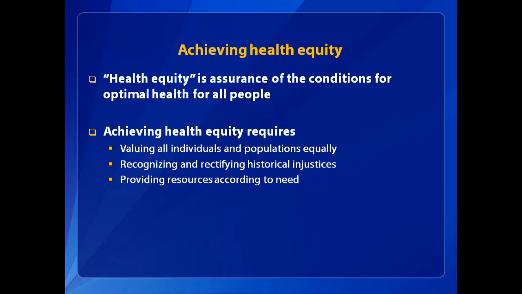Valuing all individuals and populations equally, the mindset. Recognizing and rectifying historical injustices, including how they manifest in residential segregation, and naming history in all things. Whenever you come to any table, you need to ask, how did it come this way, and then rectify that, and then providing resources according to need.